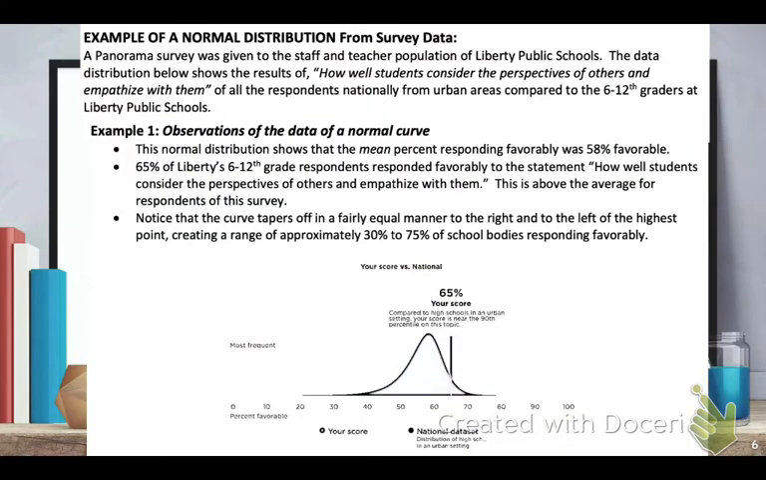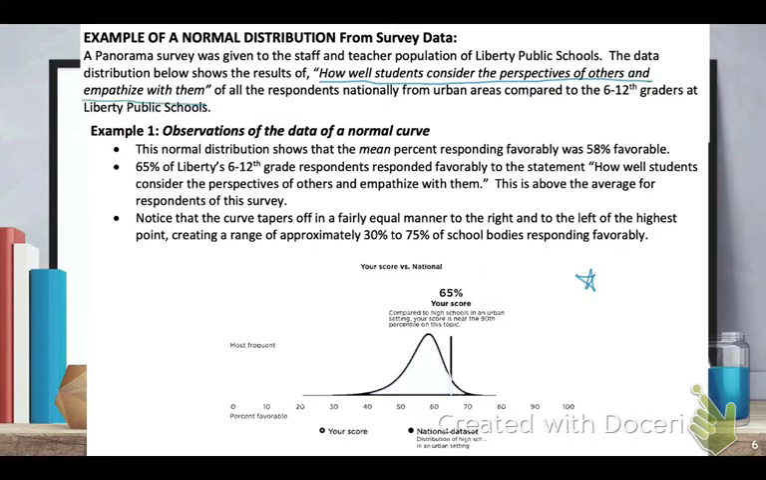If you look at the bottom of your screen, I have an actual normal curve that was taken from data given from an actual survey to Liberty Public Schools. It's the Panorama Survey. You may have taken this before if you're a Liberty student. So this one in particular shows results of the question, how well students consider the perspective of others and empathize with them.